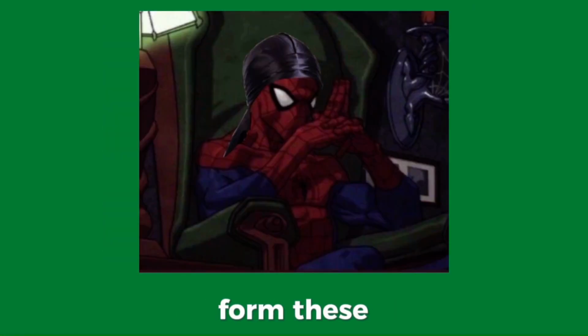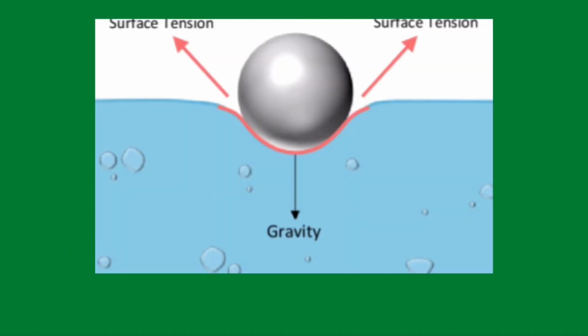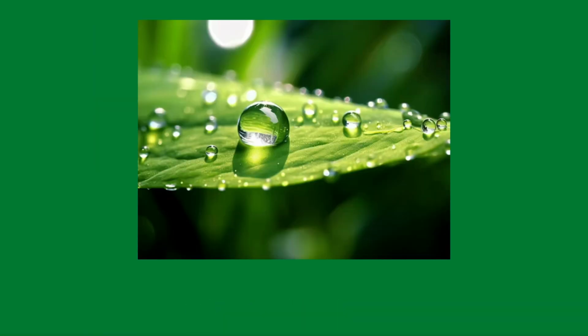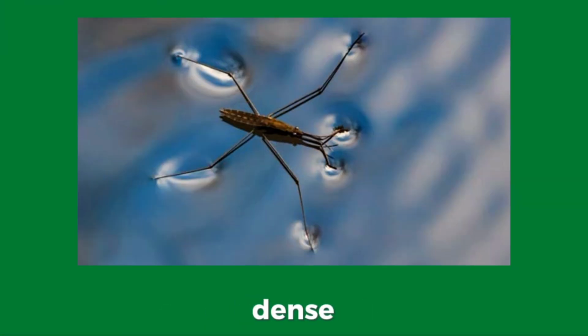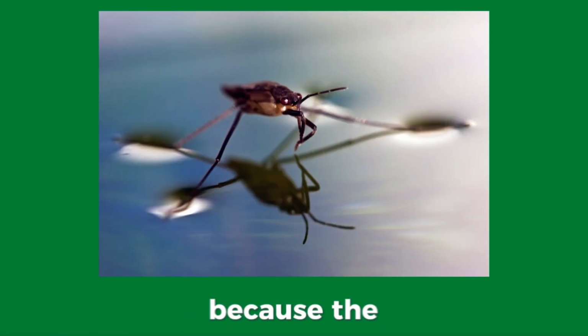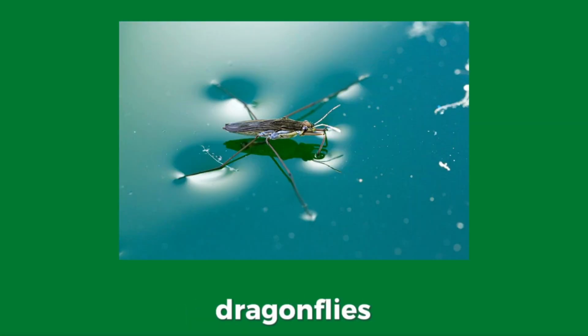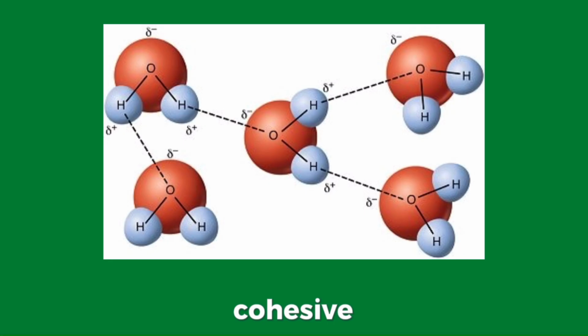And because water can form these cohesive hydrogen bonds, they can form a surface which can resist external force. It can resist pressure. So you'll find that because of the cohesion on the surface, you can actually have little insects, even though they're a bit more dense, float on the water because the cohesive molecules hold the surface together. So things like mosquitoes, dragonflies, even a paperclip, that's why it floats on water. That's because of its cohesive nature.